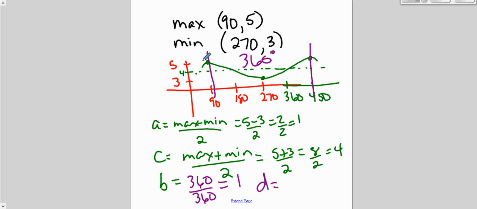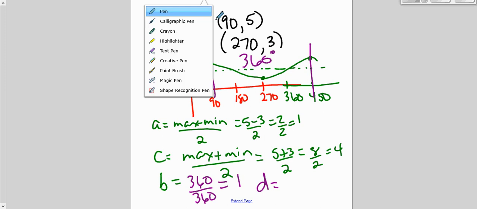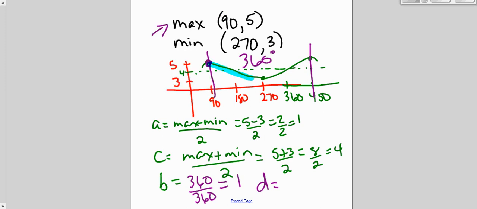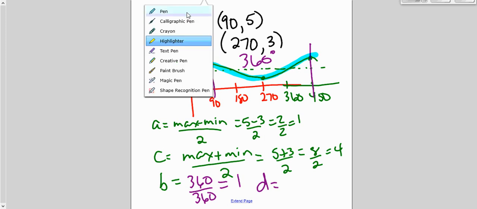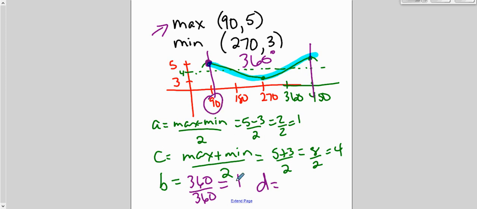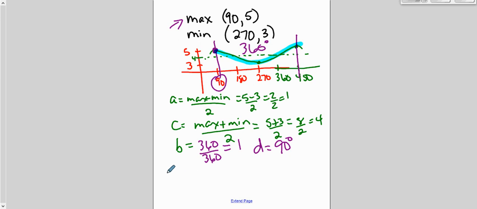The last thing to determine is my D value. I see that I have a maximum, I was told right here, at 90, 5. So we can look at this graph right here as the cos graph. Starts high, goes low, then goes high again. And it occurs at 90 degrees. So my cos graph starts there at 90 degrees. So y equals 1 cos, my period is 1, x minus 90, plus 4.